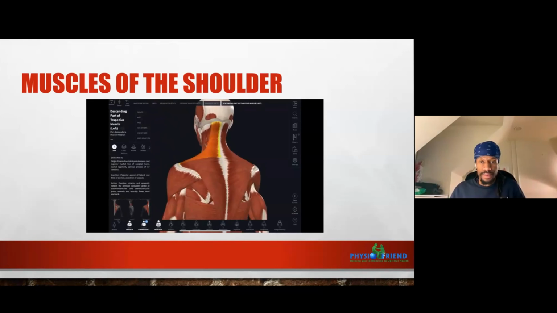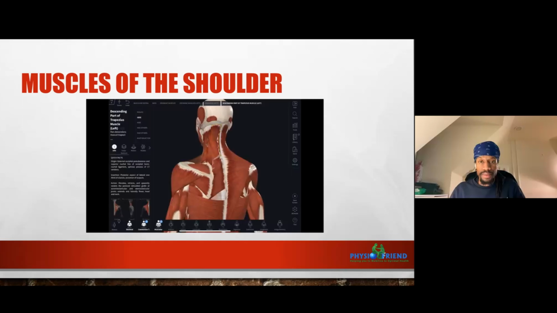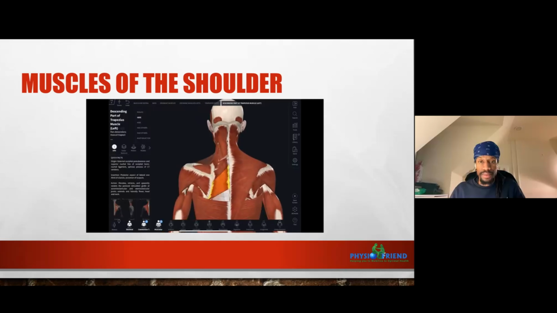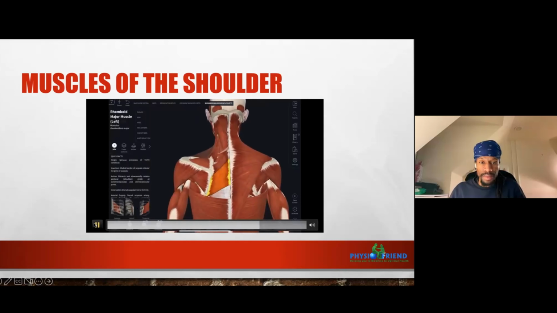And over here we have the upper traps, and that will help you to shrug the shoulder. All of that muscle you can see is attached to the scapula. But if we take away the traps, we can see the rhomboids, rhomboid minor and major.